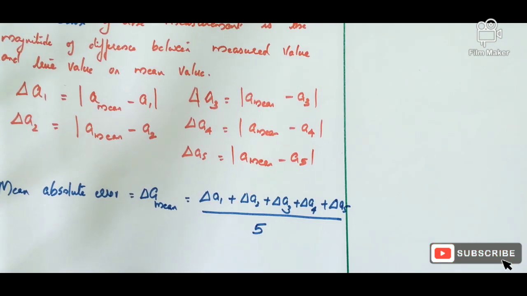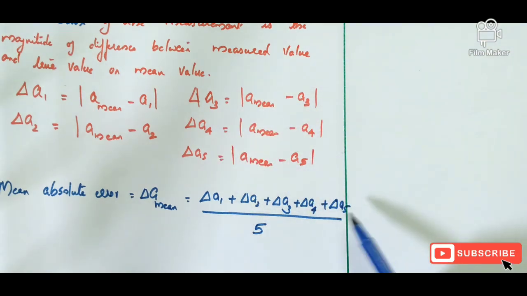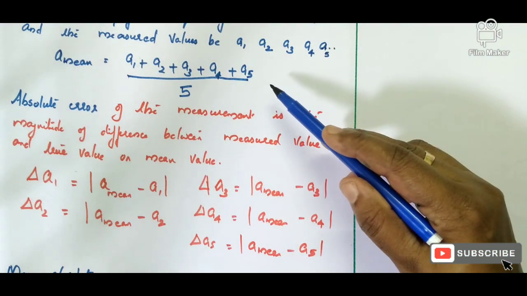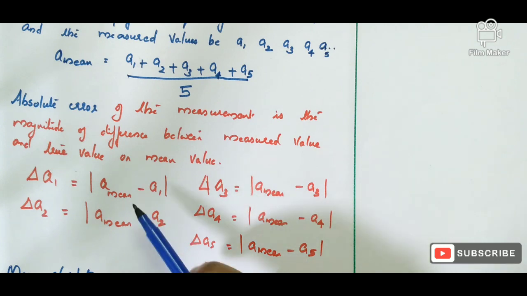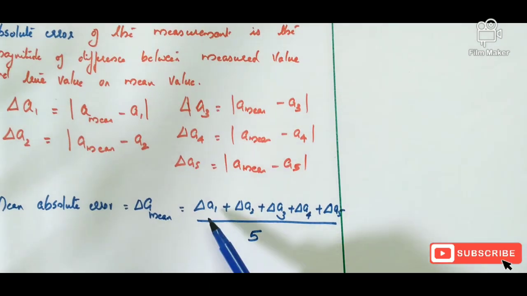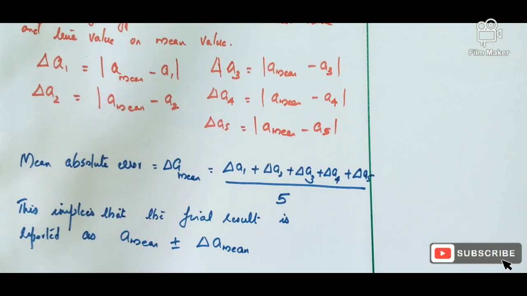Now the mean absolute error is delta A mean equals delta A1 plus delta A2 plus delta A3 plus delta A4 plus delta A5 divided by number of observations. Okay, so this is the method of finding the mean absolute error. First, if observations are given, you have to take the mean value, then find the difference between the mean value and each value, take the magnitude alone, then take the mean of all the absolute errors. This implies that the final result is reported as A mean plus or minus delta A mean.